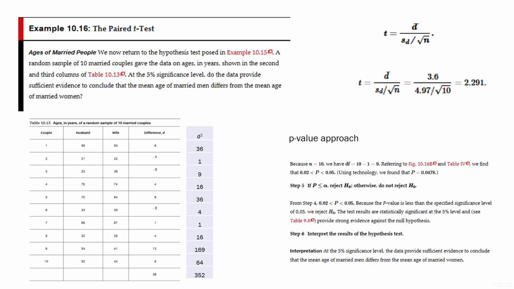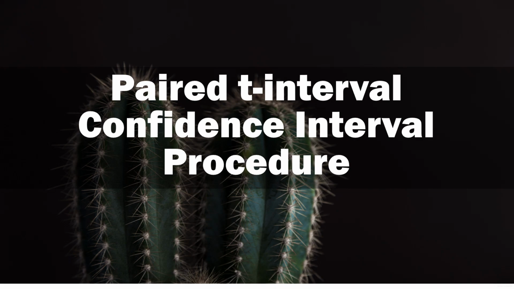So the interpretation here is that at the 5% significance level, the data provides sufficient evidence to conclude that the mean age of married men differs from the mean age of married women. Surprise! There's also a confidence interval procedure.